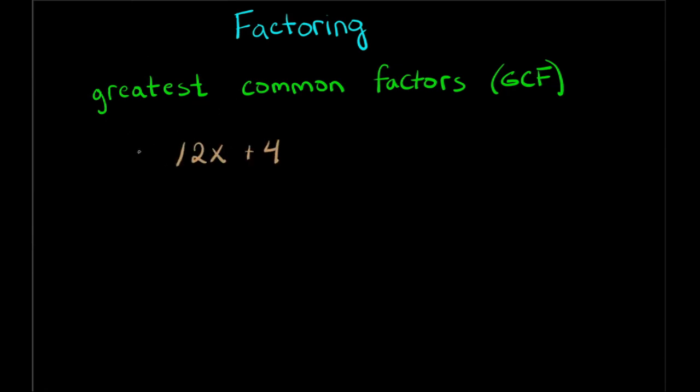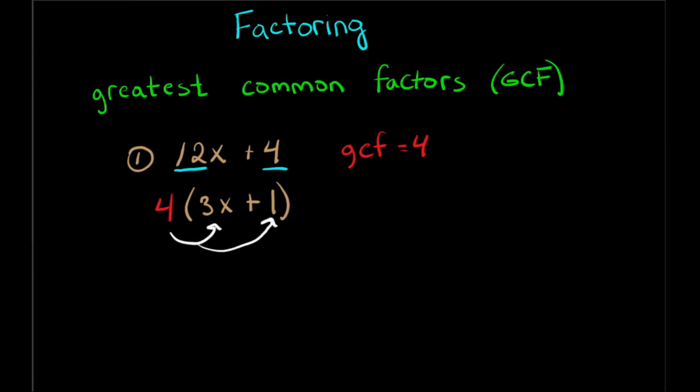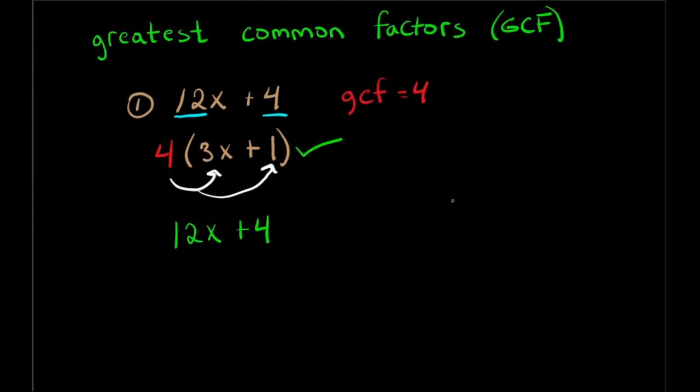If I have the expression 12x plus 4, I'm looking at the two terms 12x and 4 and seeing what is the greatest factor that I can divide both terms by. In this case it's going to be 4, so I can take a 4 out, and if I divide both terms by 4 I'll get 3x plus 1 left. You can always check your work by distributing. If I distribute the 4 back into the parentheses I should get what I started with, which we do.